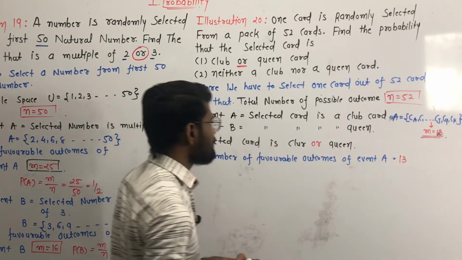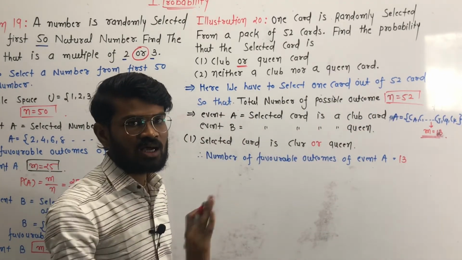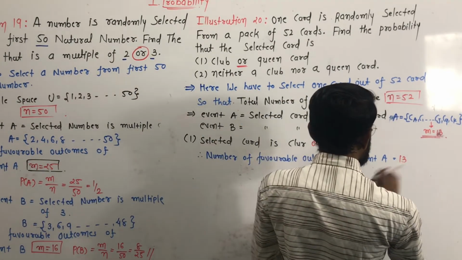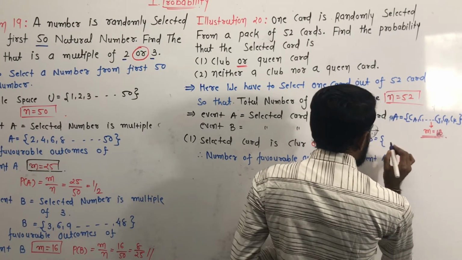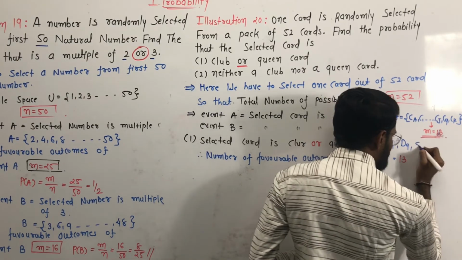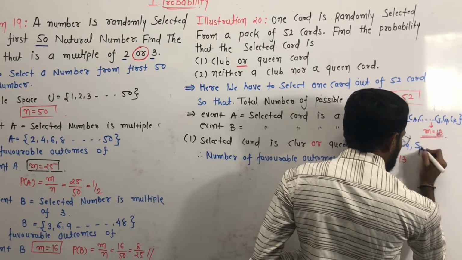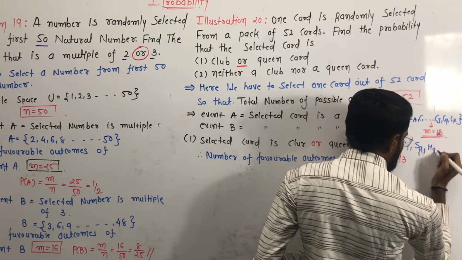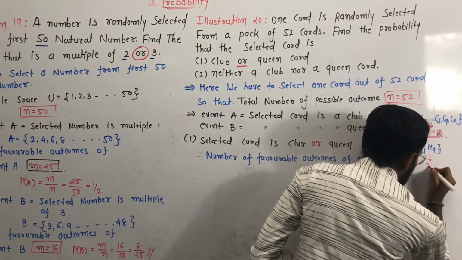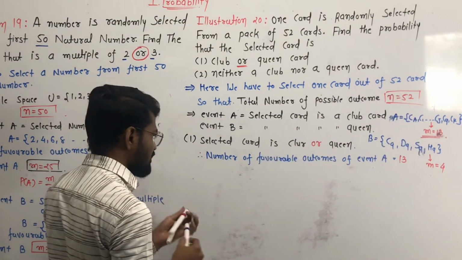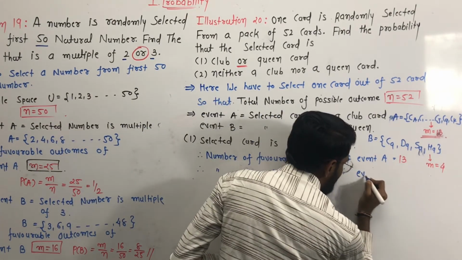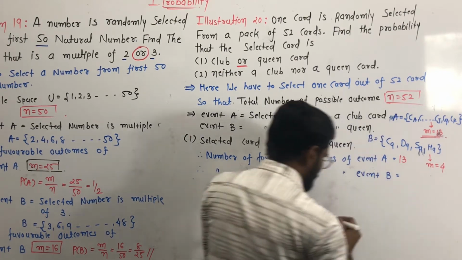Now event B is that the selected card is a queen. How many queens are in the 52 cards? 4 queens. So the sample points of event B are the queen of club, the queen of diamond, the queen of spade, and the queen of heart. So the number of favorable outcomes of event B is m equal to 4.